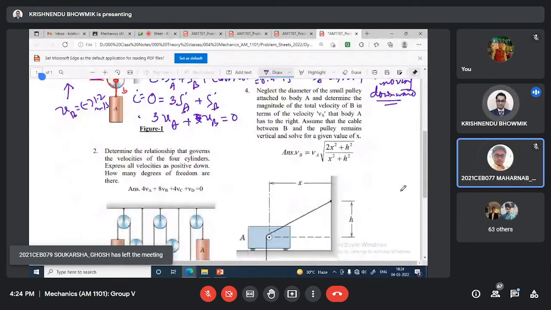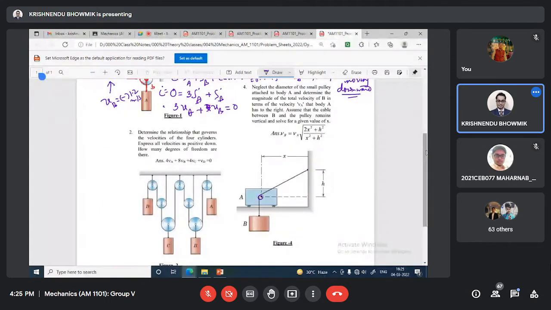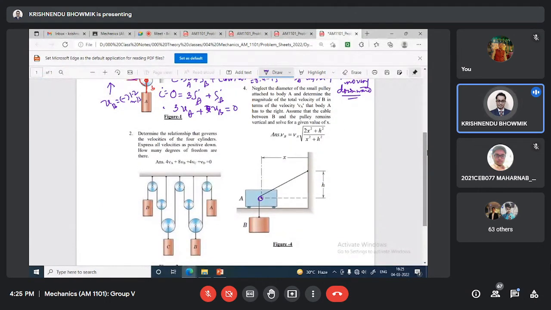Then we will go to the last problem. Yeah, problem 4. Neglect the diameter of the small pulley attached to body A. Determine the magnitude of the total velocity of B in terms of velocity VA that the body A has to the right. So this is basically moving to the right, it is told. We say VA is moving right, is given.